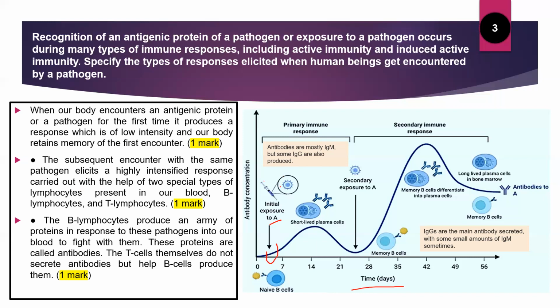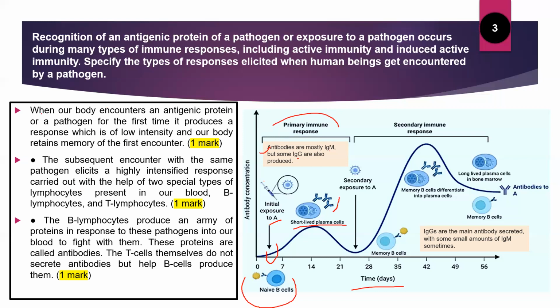During this phase, there are a lot of naive B cells on exposure. They will be activated, and initially they will be converted into short-lived plasma cells, which will release some antibodies, and these antibodies will try to ward off the antigenic protein A. Please remember the antibodies during this phase are mostly IgM, but also some IgG antibodies are produced. Okay, so this is the primary immune response.